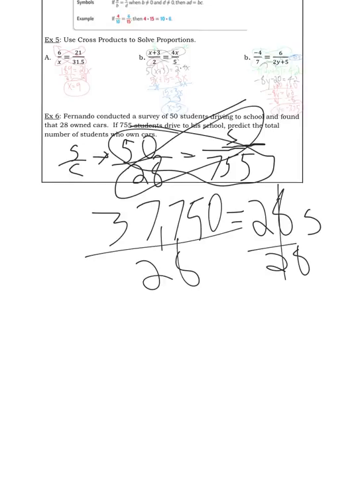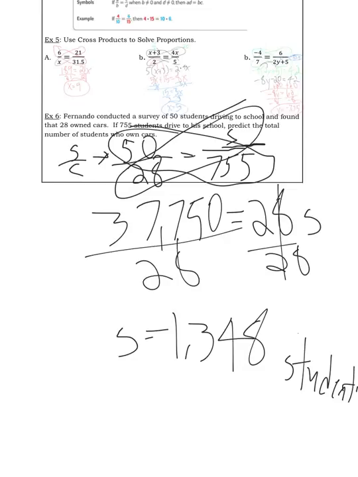And it looks like we're getting a decimal, which is always fun. 1,348.2. So I'm just going to round down, and I'm going to say 1,348 students. And yeah, that's about it.